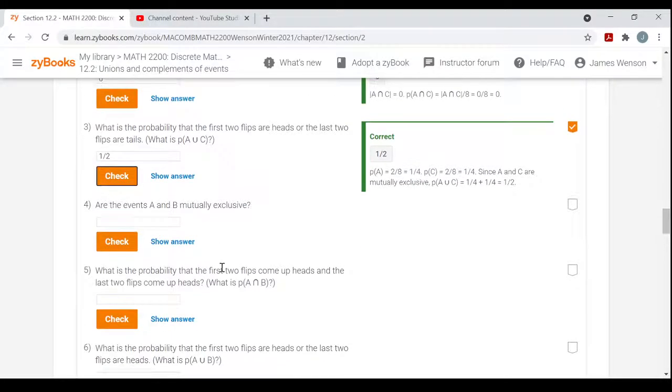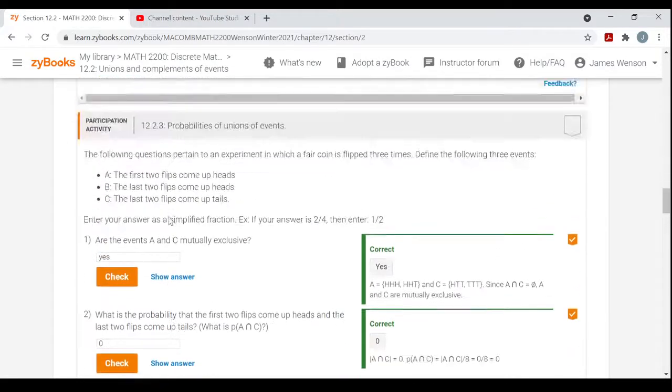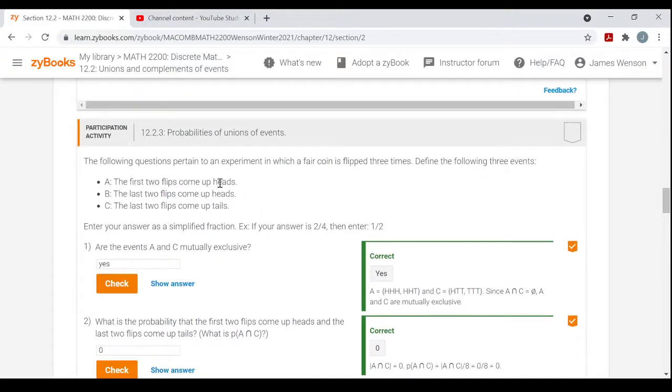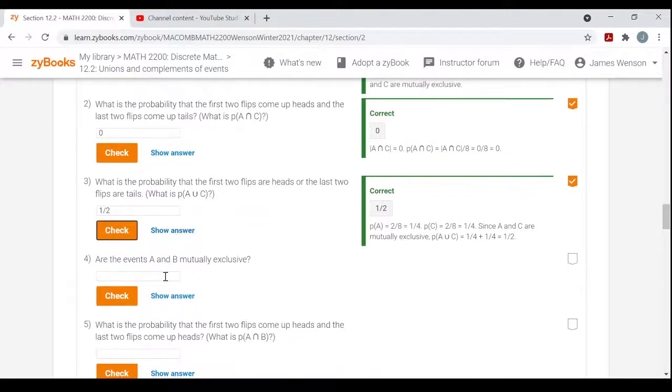All right, now are the events A and B mutually exclusive? Can the first 2 flips be heads and the last 2 flips be heads? Well, yeah, if all 3 flips were heads, the first 2 would be heads and the last 2 would be heads. So these can happen at the same time. So these are not mutually exclusive.